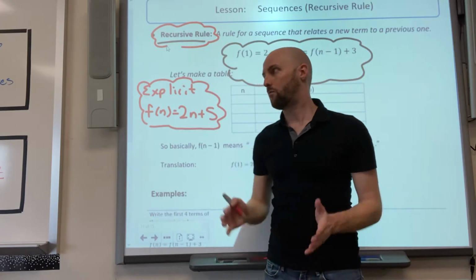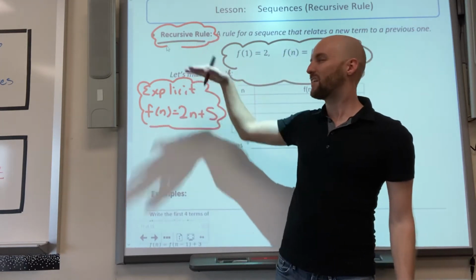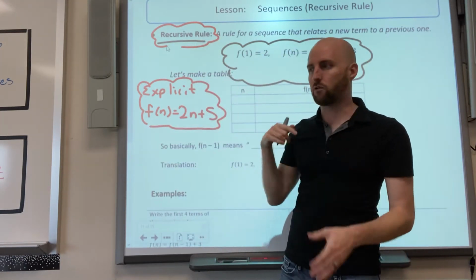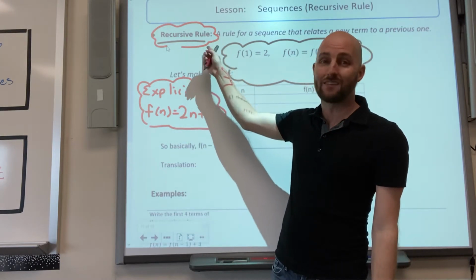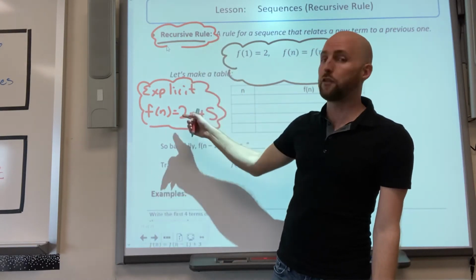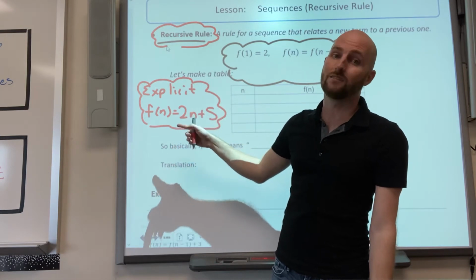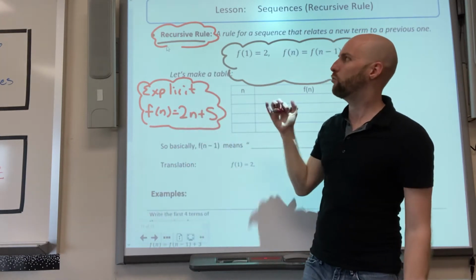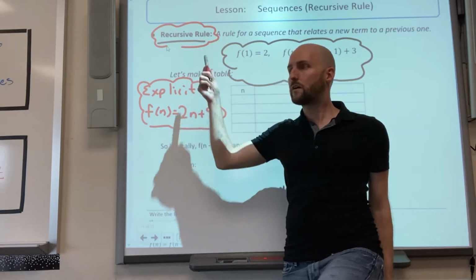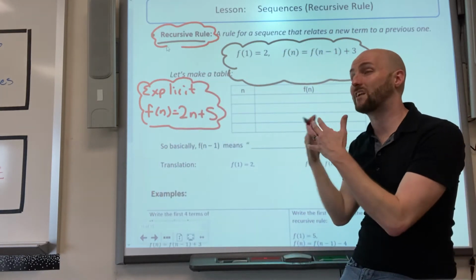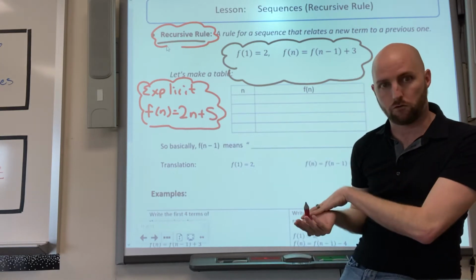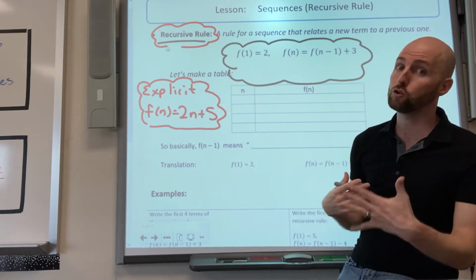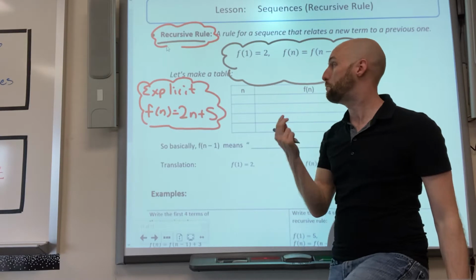Okay, each one has a reason and its place in math. This one is easier sometimes, and that one is easier sometimes. Recursive is easier for certain types of problems and explicit is easier for other types. That's why we study both.